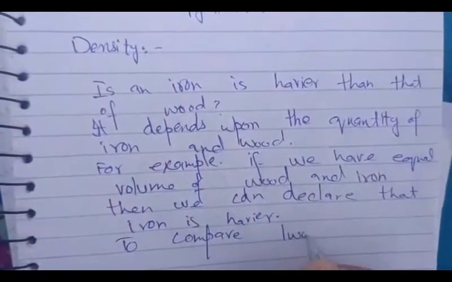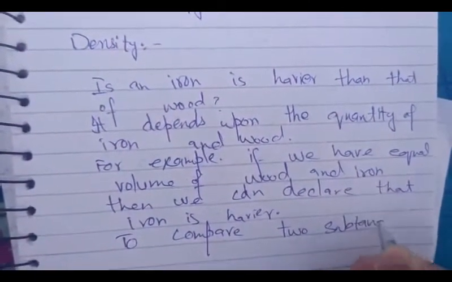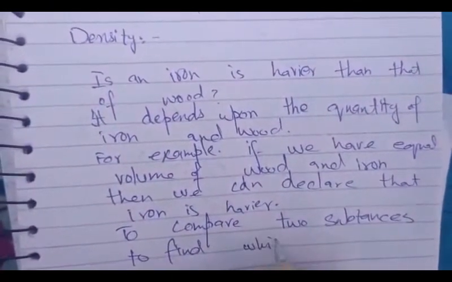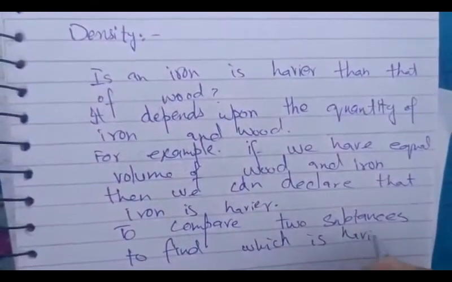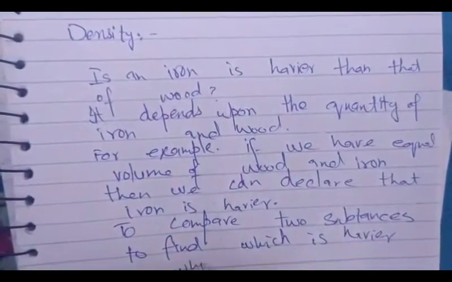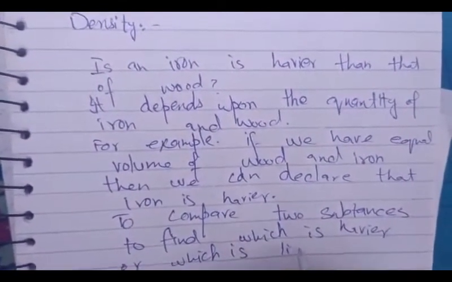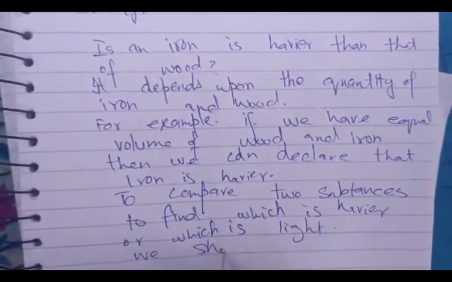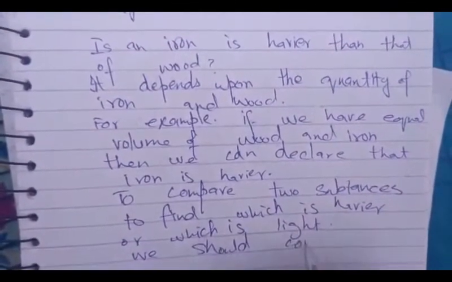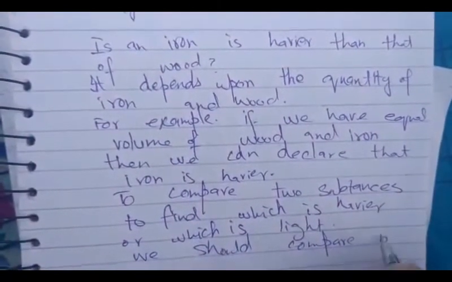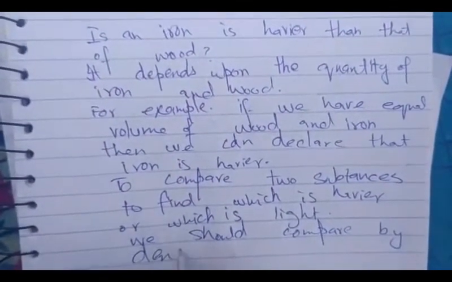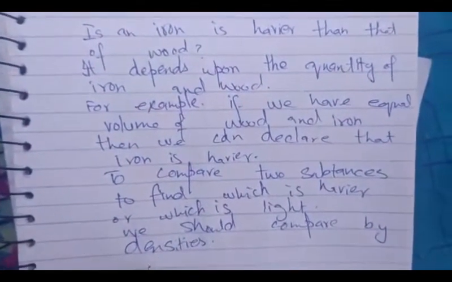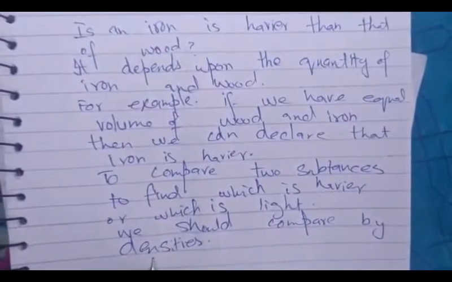To compare two substances, to find which is heavier or which is light, we should compare by densities. So students, by knowing the densities of two substances, we can declare which substance is heavier or which is lighter.